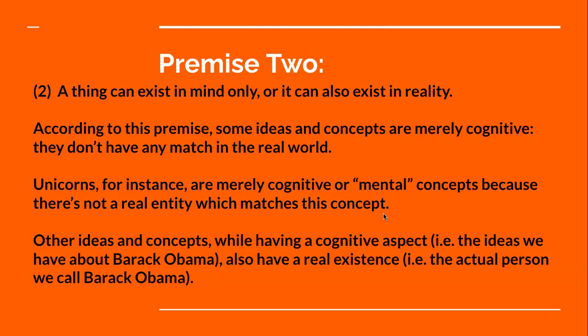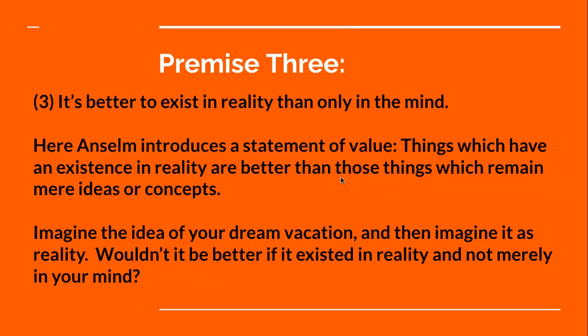But other ideas and concepts have both a cognitive aspect and a real existence. So we all, as citizens of the United States, have ideas about Barack Obama. We can produce a mental image of Barack Obama in our mind. But then also, we should note that Barack Obama has a real existence. He's a real person. So he exists in both our minds and also in reality. Premise 3: Anselm says that it's better to exist in reality than only in the mind.